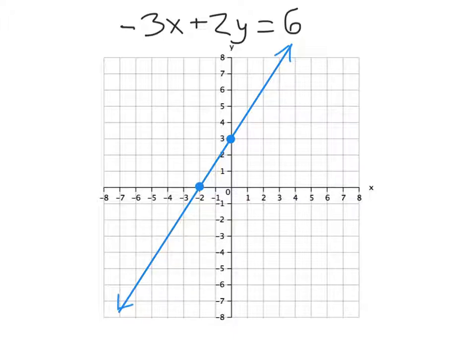We can plot these now and graph the line. So we had negative 2 as our x-intercept. That's technically (negative 2, 0), because we plugged in 0 for y. And then 3 was our y-intercept. That's technically (0, 3), because we plugged in 0 for x. And if you draw the line through them, you get that graph. So this graph represents this equation of the line.